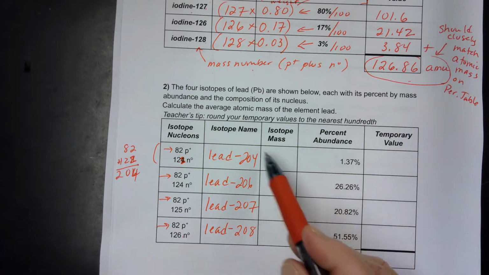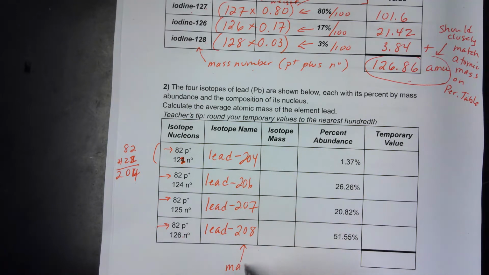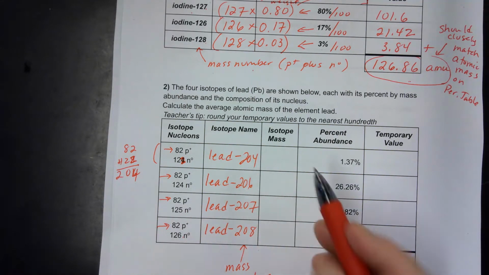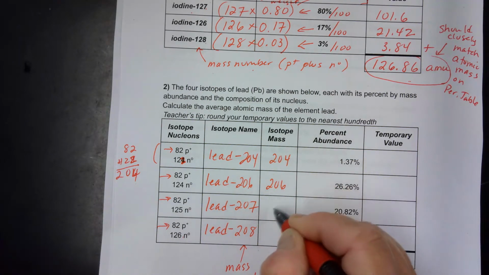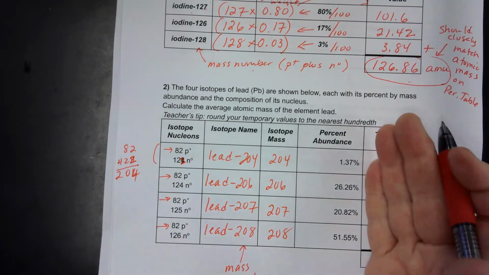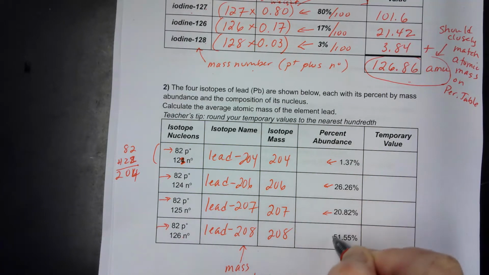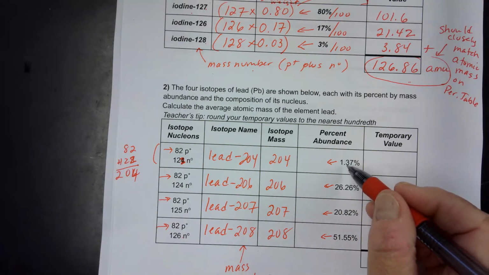Okay, so we got our isotope names. We know what the mass numbers are. Remember, that's the mass number. They are not giving us any more specific information about the mass of each one of these, so we will use the mass number as the isotope mass. So 204, 206, 207, and 208. Now we have to convert our percent abundances into decimal form, and remember, decimal form is you're dividing by 100, which just means you're moving the decimal 2 places to the left.